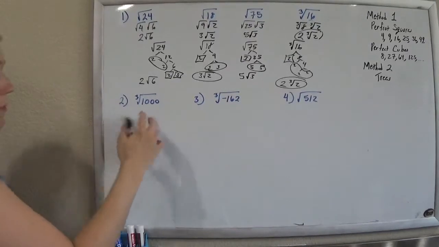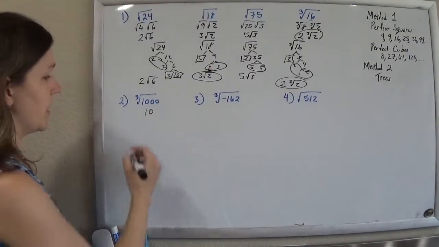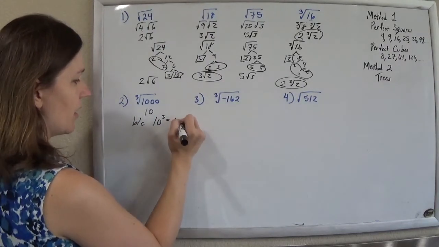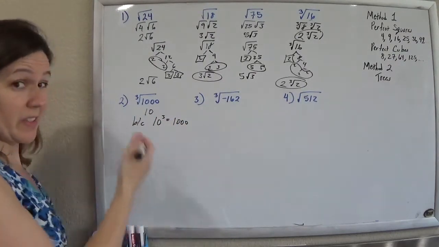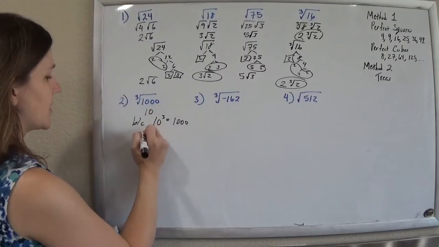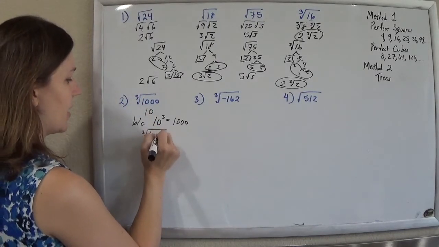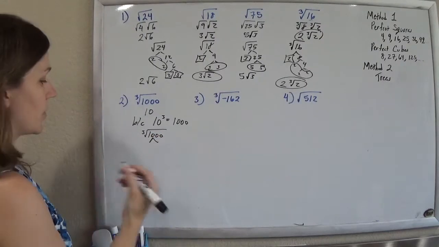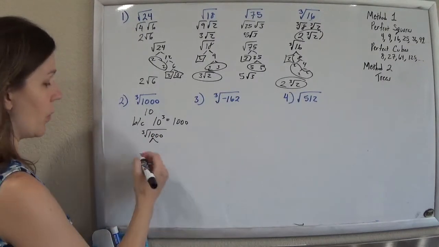For this one, you might just recognize that's 10, because 10 cubed is 10 times 10 times 10, which is 1,000. So if it's done, that's great. But let's say you didn't realize that. Let's say you were looking at that and you're like, I don't know. You can break it down with your trees. You can break it down however you want.